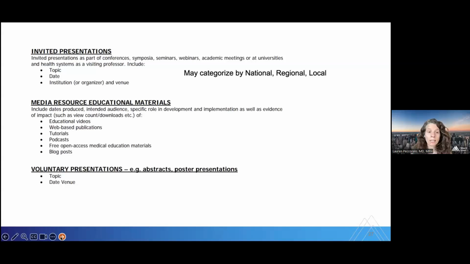You also want to include any media-based materials. And obviously, this is an area of growing interest and growing scholarship, potentially. So really think about anything that you've produced that's out in the world that is medical related or related to your field. And then finally, the voluntary presentations, which will include those abstracts and poster presentations.